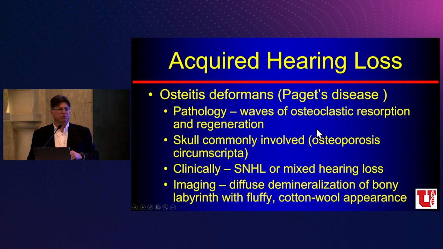Next, we have osteitis deformans or Paget's disease. We think about these waves of osteoblastic and osteoclastic reaction that may go through the bone. And we think about the cotton wool appearance and expansion of the osseous structures. Paget's, or osteitis deformans, doesn't respect the otic capsule like fibrous dysplasia does, so those changes go right through the otic capsule all the way down to the cochlea, and they may present with a sensorineural hearing loss or mixed hearing loss.